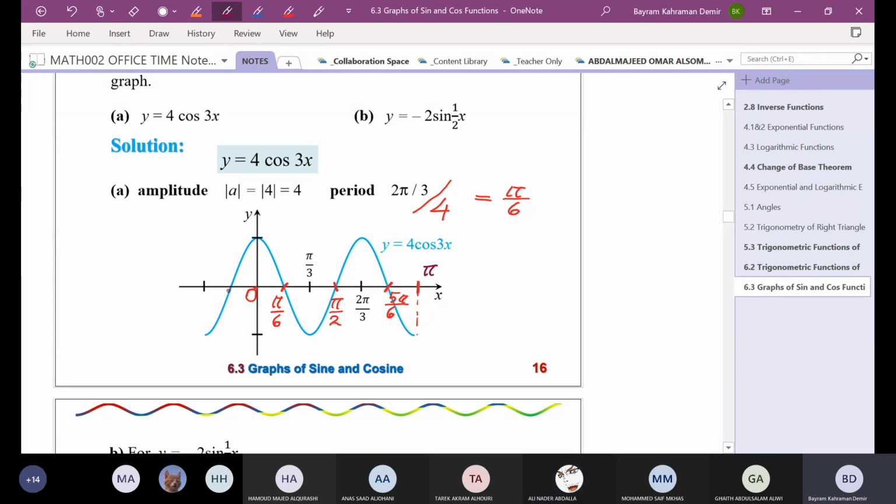And let me ask this one, Shabab, here. Who's going to tell me that? Negative pi over 6. Perfect. And how about this last one here, Shabab? Negative pi over 3. Yes, negative pi over 3. Perfect.